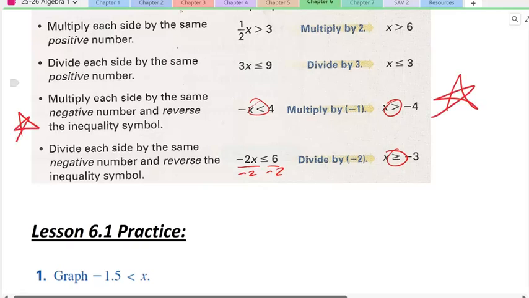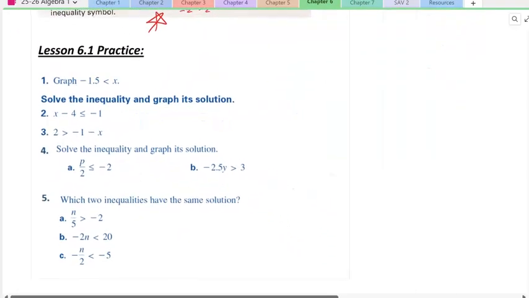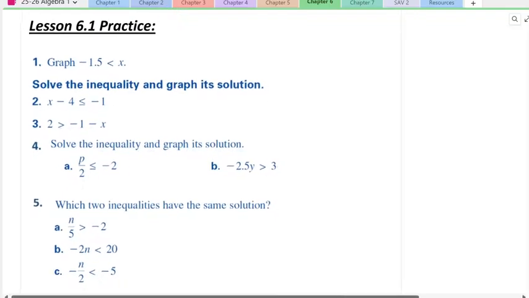Really important to remember. All right, here's your practice for this assignment. You can find these on the slide where you found this video also, but in the meantime, you can always just copy it off here too in your math notebook.